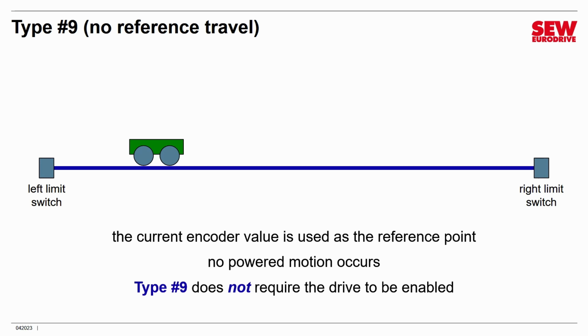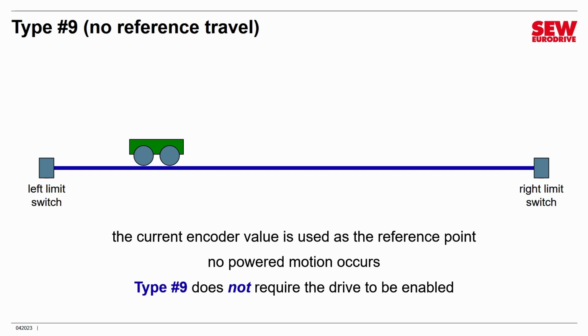Type 9 is what I call the cheating type reference travel. This is the one we often use in classes because it's really easy to do. It's called no travel referencing. Basically, all you do is manually move the device where you want it and then say, this is 0, be referenced. So the drive doesn't have to be enabled. There's no powered motion. If you're right at 0 when you start, you don't even have to touch it or move it. So when we do this in lab, of course, we just say, okay, we're referenced at the moment.